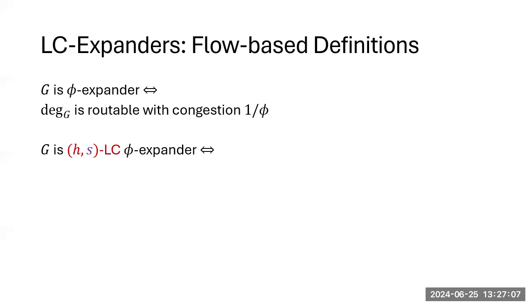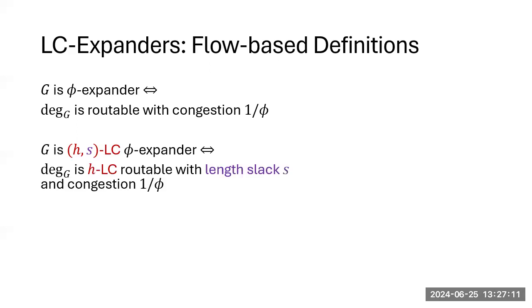What about length constraint expander? The graph is h-length constraint phi expander if the degree node weighting is h-length constraint routable with length slack S and congestion 1 over phi. So any length constraint demand can be routed with some slack and congestion 1 over phi. And here, phi, you should think of it as like 1 over phi here. Think of it as polylog or n to the epsilon. It's not constant here in this talk.